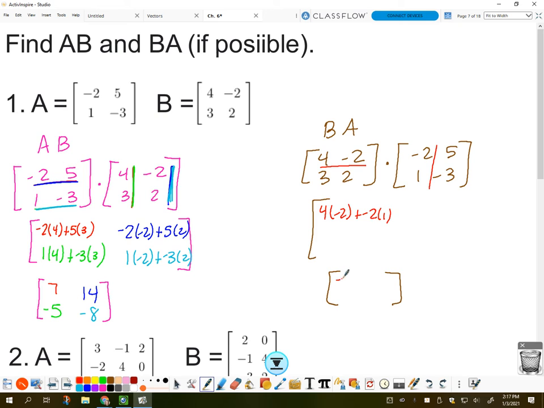Alright, -8, -2, -10. Okay, so next we are going to be in row 1, column 2. So we're going to have 4 times 5 plus -2 times -3. So what is that? 20 plus 6, so 26.